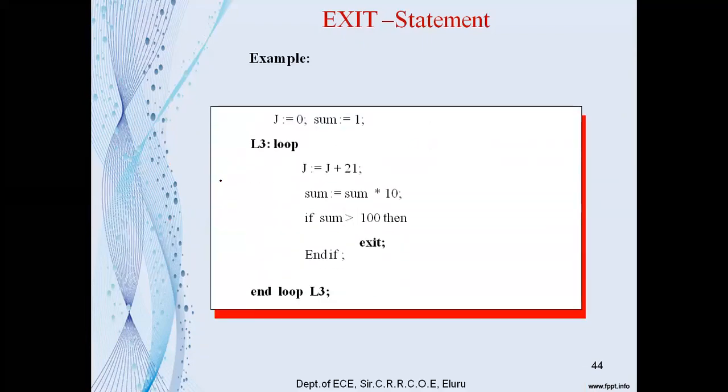So now see here also we are using the loop with no iteration scheme. And in the previous one also we have seen a loop with no iteration scheme, because in such cases this exit statement will be very useful for us. Now see this example here, we have two variables, j is 0, sum is 1. And now inside the loop, the j value is getting updated for every iteration, j plus 1. And the sum is sum into 10. And if the sum is greater than 100, then exit.